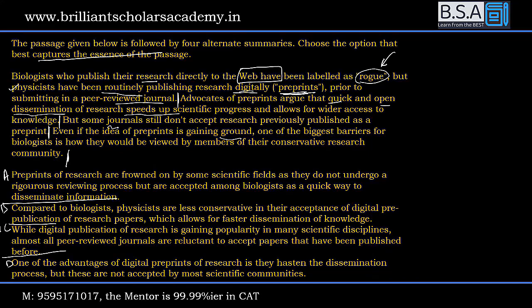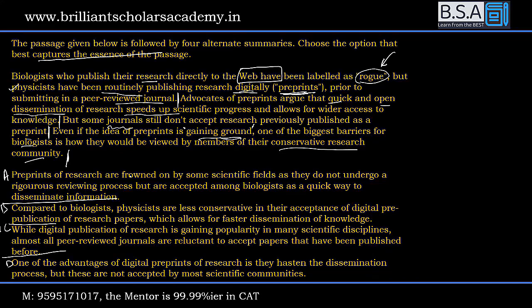But journals, meaning publications, like I said, a few scientific journals, American Review, and so on, are still not happy. They don't want preprint material. If something has already been made available on the web, why will people buy from them? Why will people publish that in their own journal? So the idea is gaining ground. It is becoming popular. People are publishing more and more work online. But biologists are still facing the backlash from their own conservative communities.